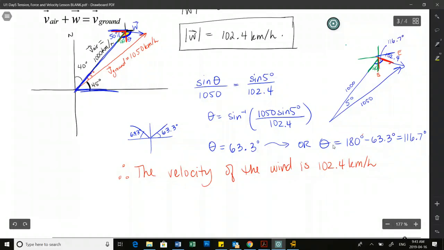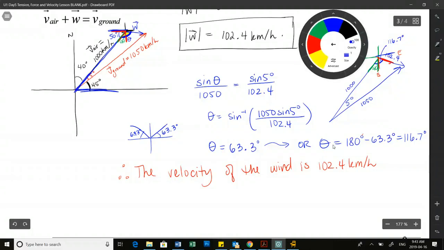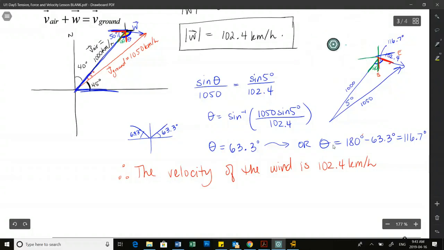So we need to be really careful when we use sine law for that reason. So if now I take away 40 from 116.7 to get my red slice in here, that should actually make a little bit more sense. So if I do 116.7 minus 40, I'm going to get 76.7 degrees. And that should actually be our direction.